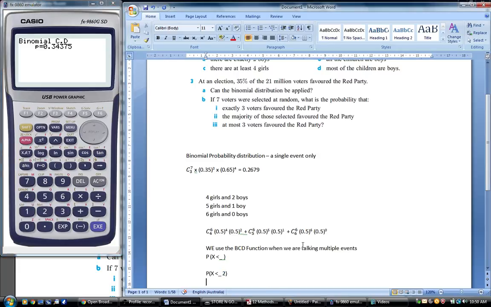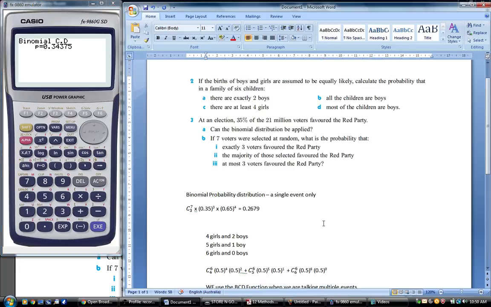If you check that in the back of the book, that should be the right answer. Now part D is exactly the same as part C, just because the probabilities are the same. If there's at least 4 girls, that means most of the children are girls, and D asks for most of the children being boys. So the probability is going to be exactly the same.